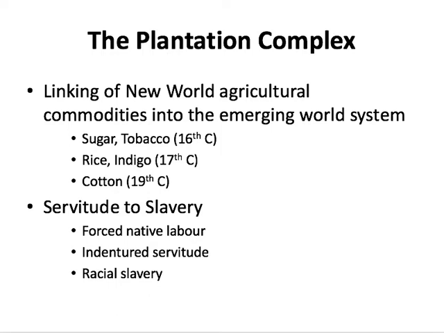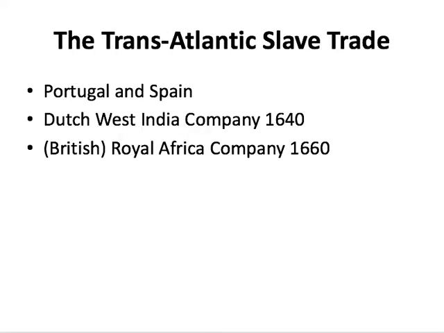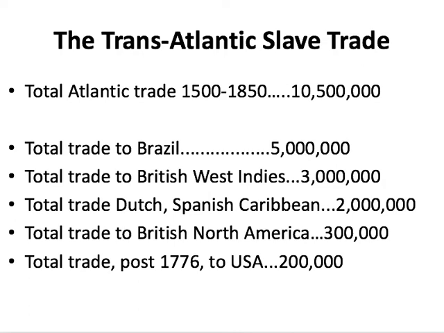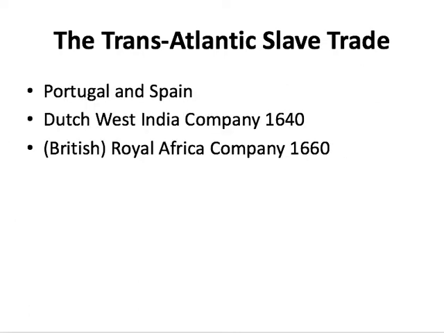Now, if Portugal and Spain were the first imperial powers to use slaves, it is really the Dutch who perfected the transatlantic slave trade. If we move to the next slide, we can see this. Initially, slaves were supplied largely by the Portuguese, but as I mentioned earlier, the Portuguese Empire is essentially taken over by the Dutch Empire. And the Dutch really scaled up the slave trade from what the Portuguese were doing.